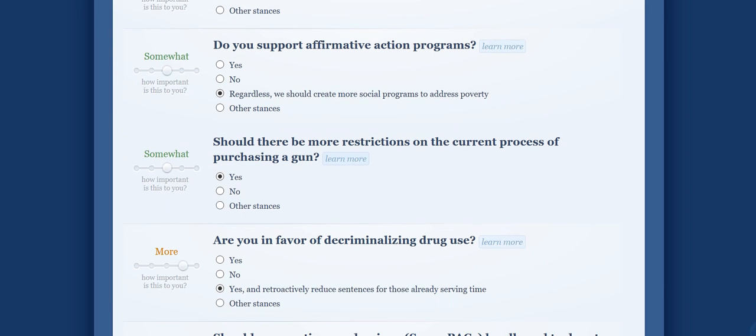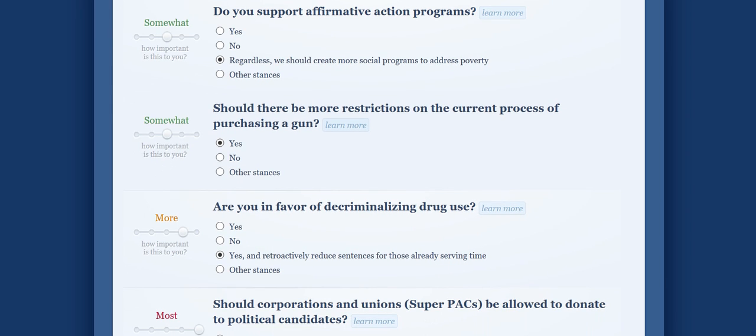Do you support affirmative action programs? I basically dodged the question and put, regardless, we should create more social programs to address poverty. My whole thing on affirmative action is I'm split on it, and I can explain why. The part of me that says yes, you should have it, the argument for that is you're being ridiculous if you try to deny the massive, systemic bias against people of color.